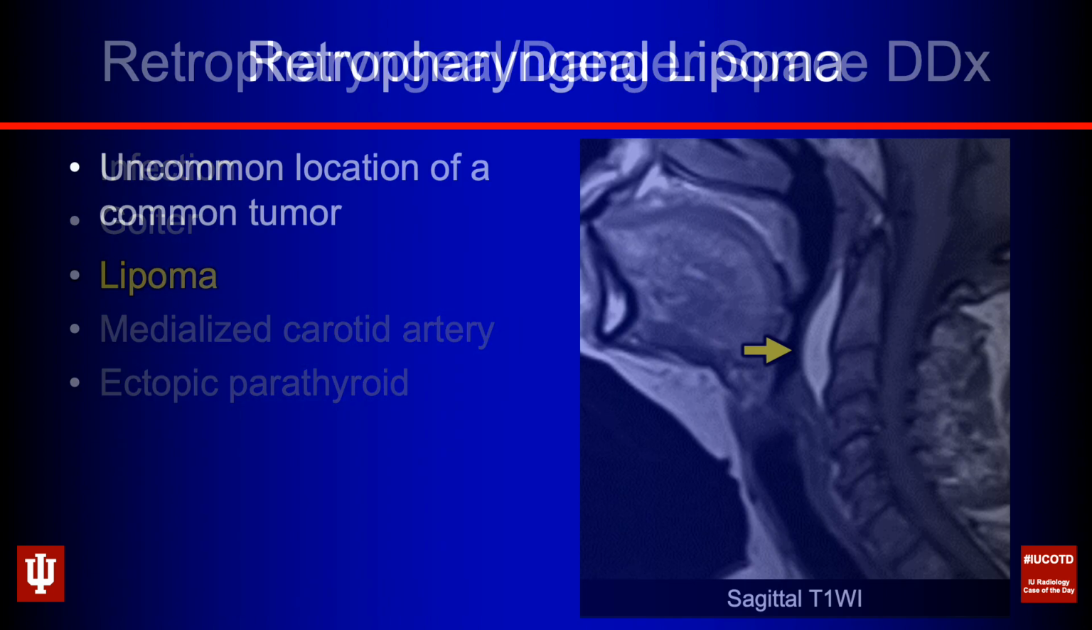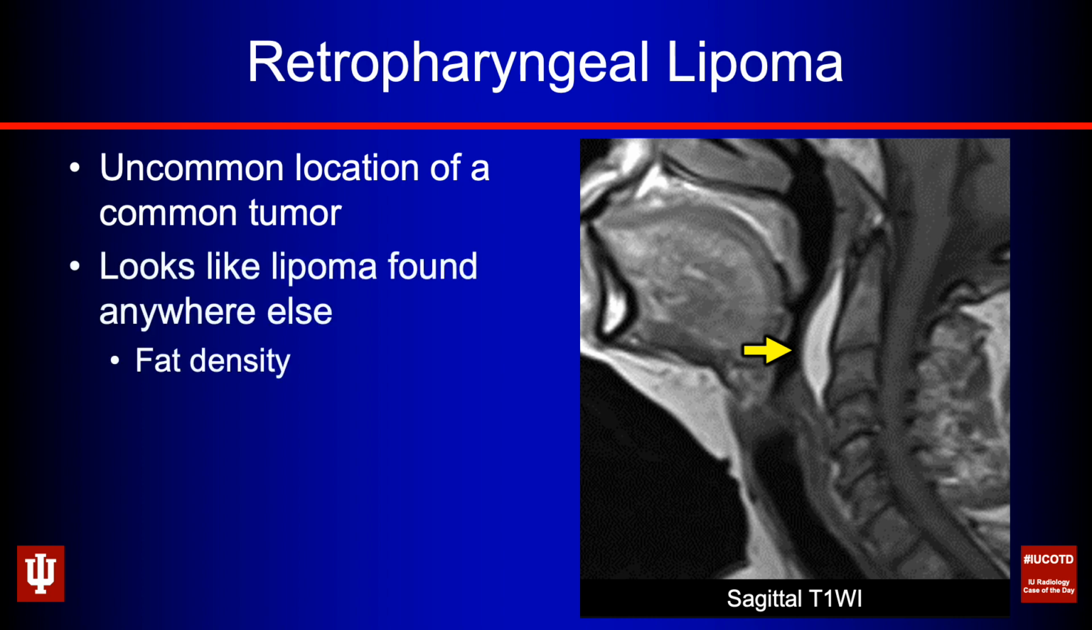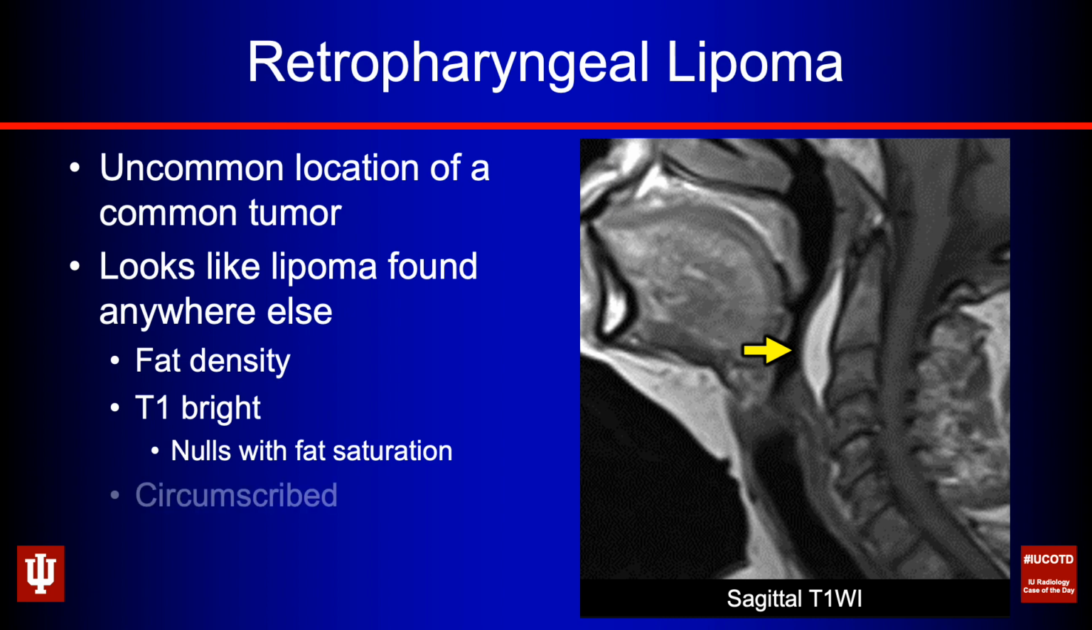Next up, this is simply an uncommon location of a common tumor, the lipoma. And you know what lipomas look like. These look like lipomas elsewhere. They're fat density. They're T1 bright. If you use fat saturation or STIR, they're going to null in signal. They're circumscribed and non-enhancing.